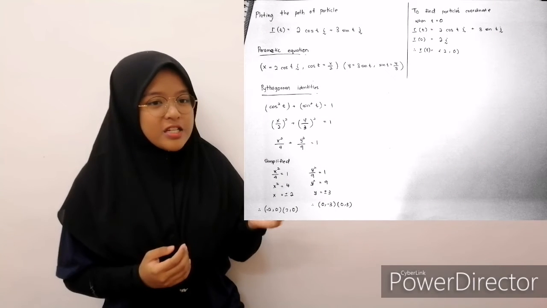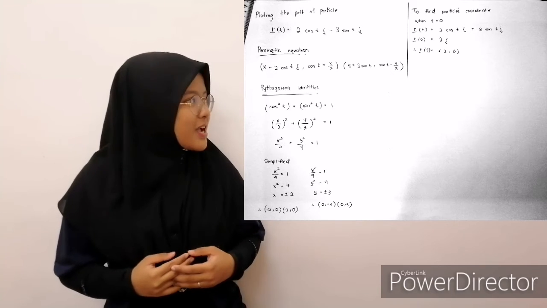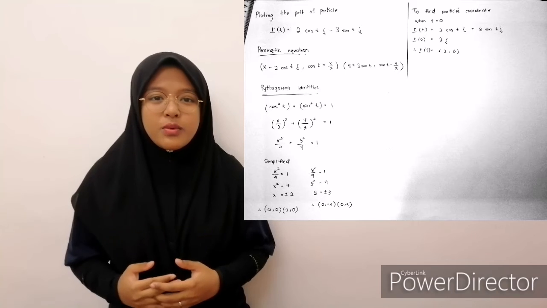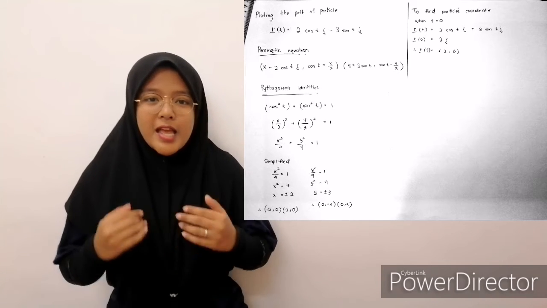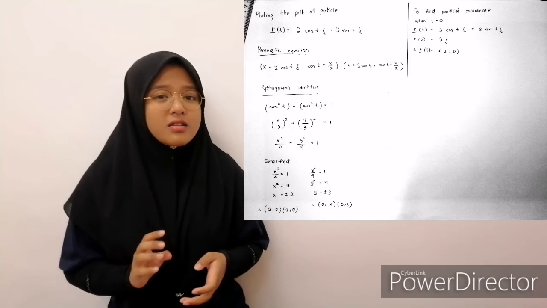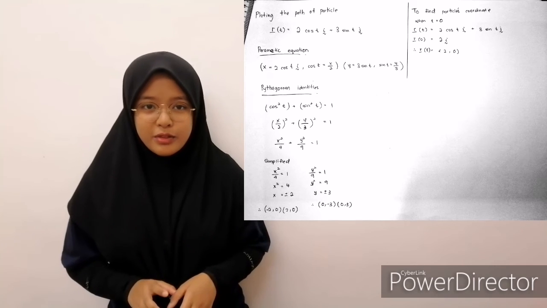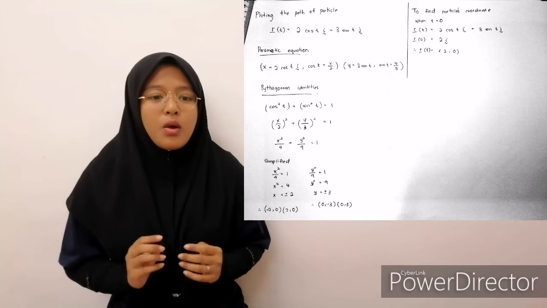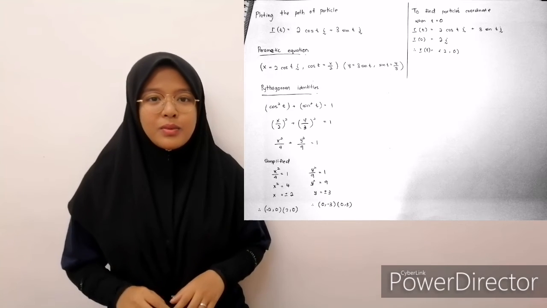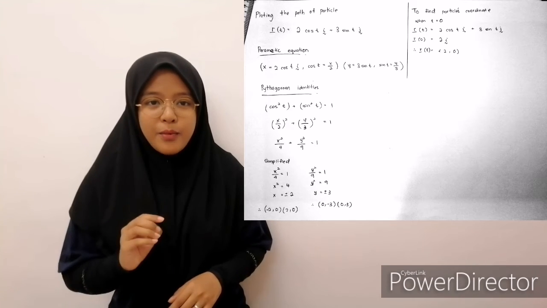Now, we will plot the path of the particle. So what are we going to do? We redo the equation: r(t) is equal to 2 cos t i plus 3 sin t j. For this, we will use the parametric equations. When x equals 2 cos t, we make cos t the subject, so cos t equals x over 2. For y equal to 3 sin t, we make sin t the subject, so sin t equals y over 3.